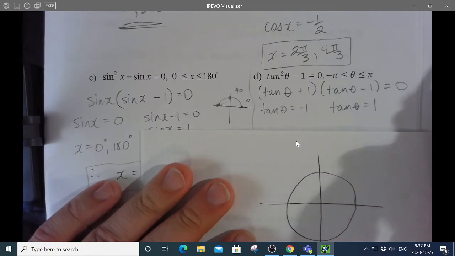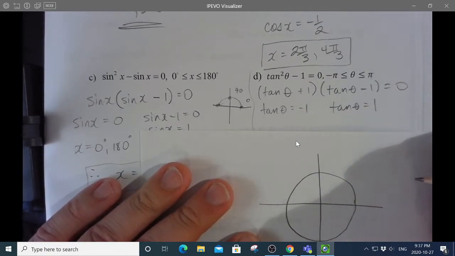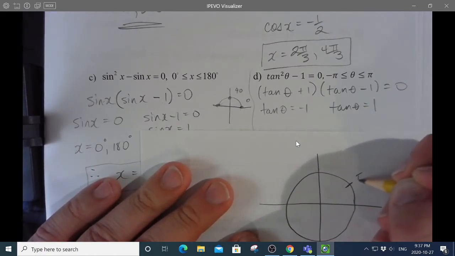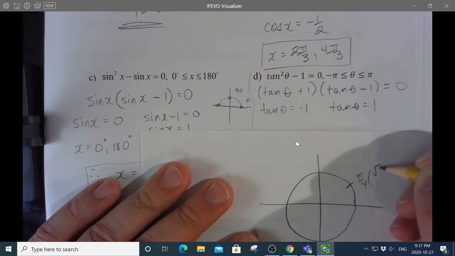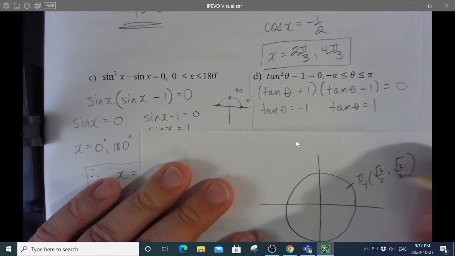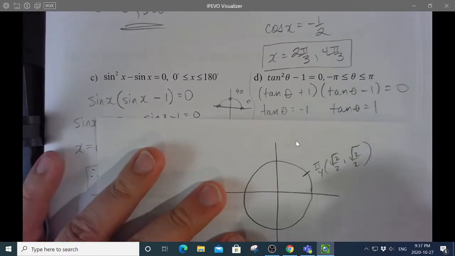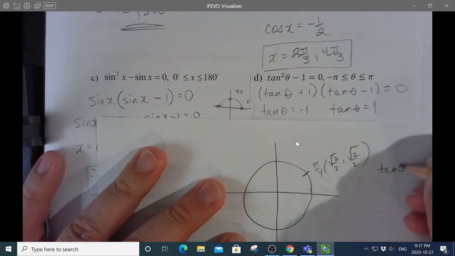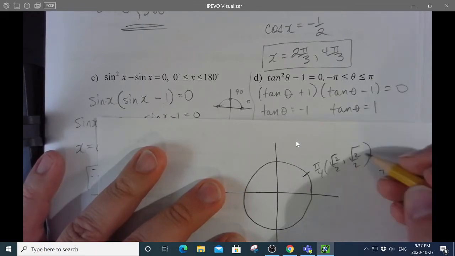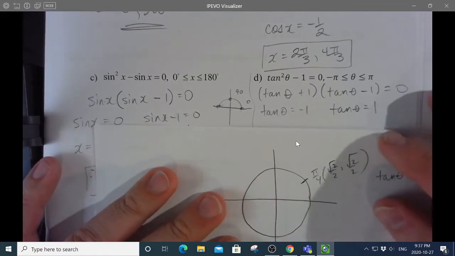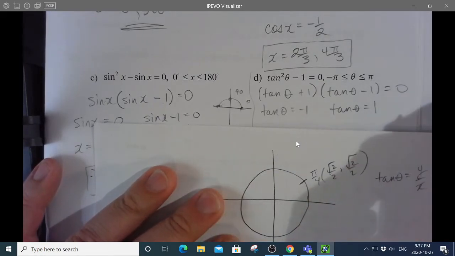All right, let's think about the tangent family. Where do we know tangent is 1? Tangent is 1 at pi by 4, because remember the coordinates there are √2/2 and √2/2. And when you divide a number by itself, you get 1. And remember, tangent of an angle is y over x. So this y divided by this x makes 1. So tangent is 1 here at pi by 4.